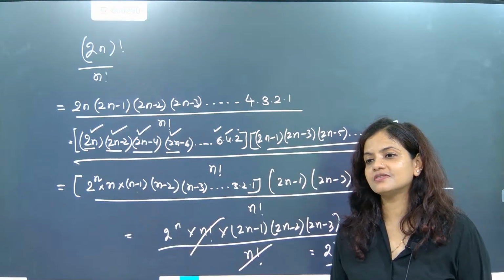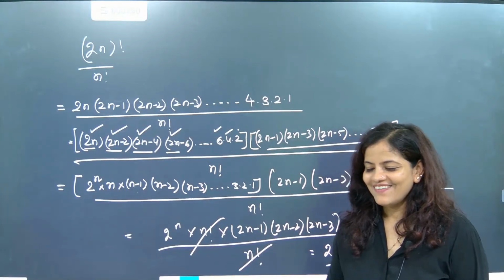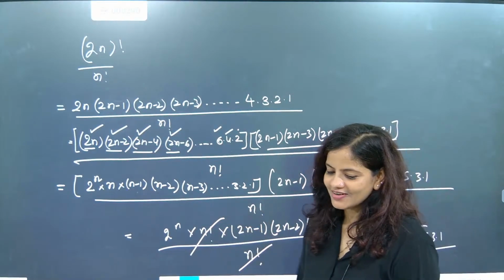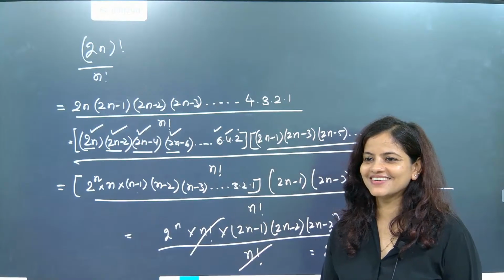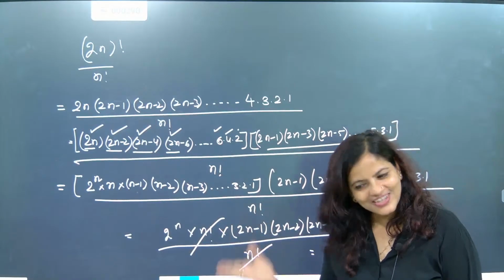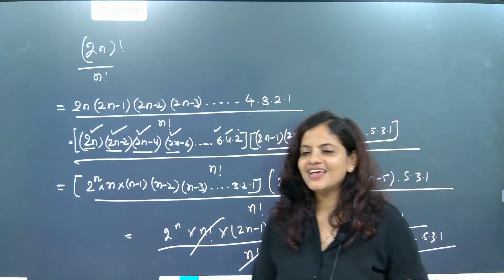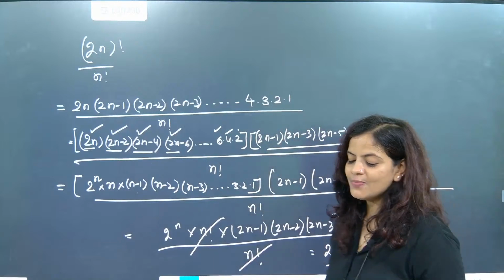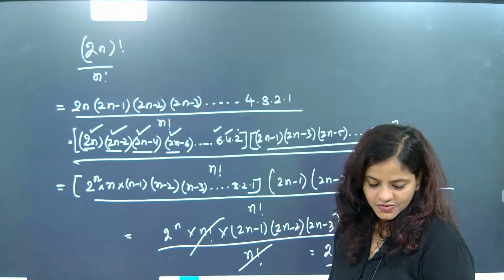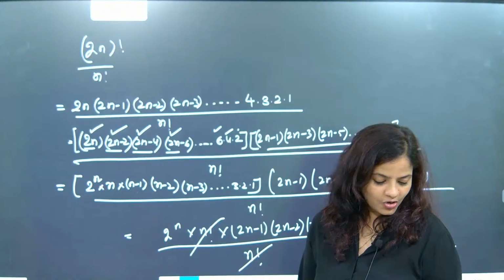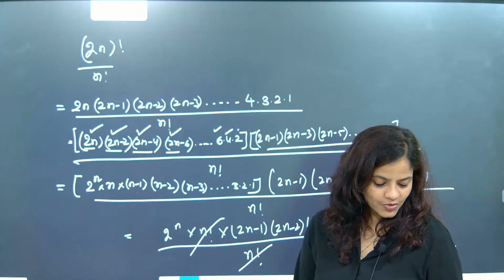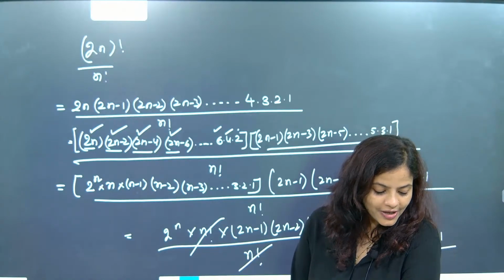1000 terms means 500 odd and 500 even. 1 lakh terms means 50,000 odd and 50,000 even. Like that, 2n means n odd and n even. So when these types of questions come, you will definitely know how to kill them. I hope you will be able to solve these questions.